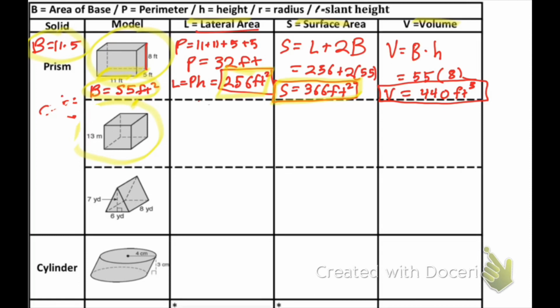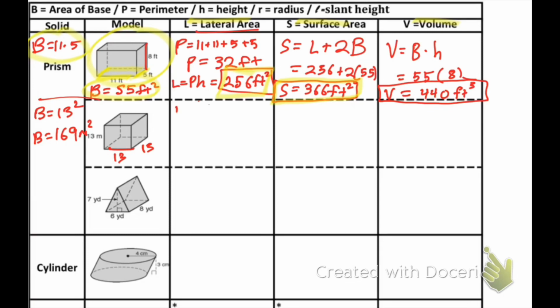Calculate the lateral area, surface area, and volume of this cube. Let's start with the base, area of the base. Well, the area of the base, this is 13, so 13 times 13, or 13 squared. That gives me 169 meters squared. Now on the test quiz, I'll probably ask for the area of the base, and I'll ask for the perimeter probably, so make sure you know how to calculate them.